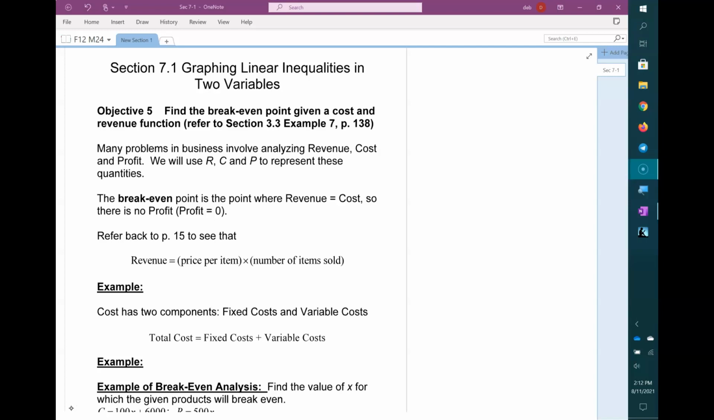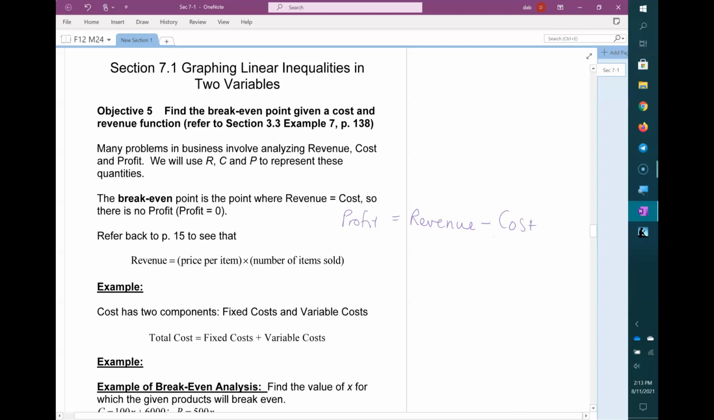So we use capital R, capital C, and capital P to represent these quantities. We use lowercase r, c, and p for other things later, so make sure you're using an uppercase for the revenue, cost, and profit. The break-even point is the point where revenue equals cost, so there's no profit. The profit is 0. Recall that profit equals revenue minus cost.